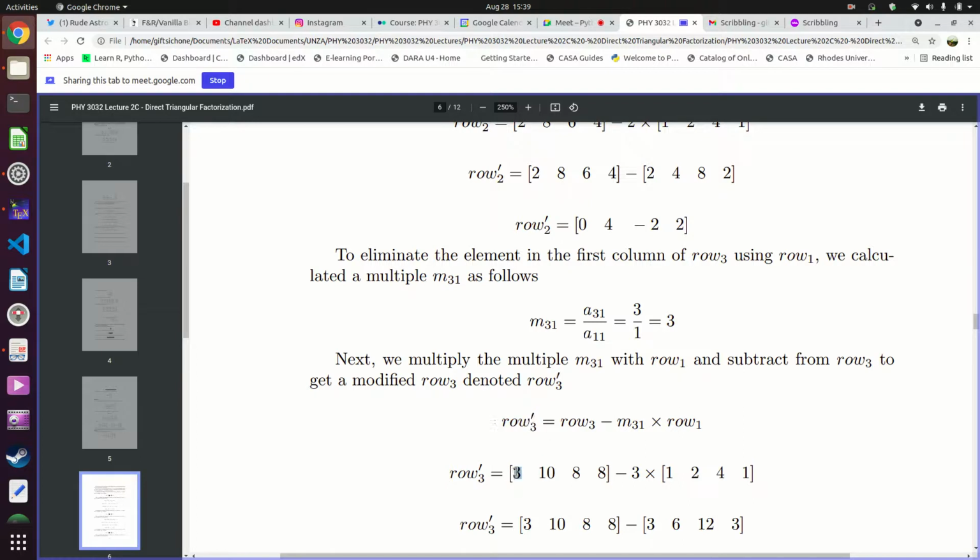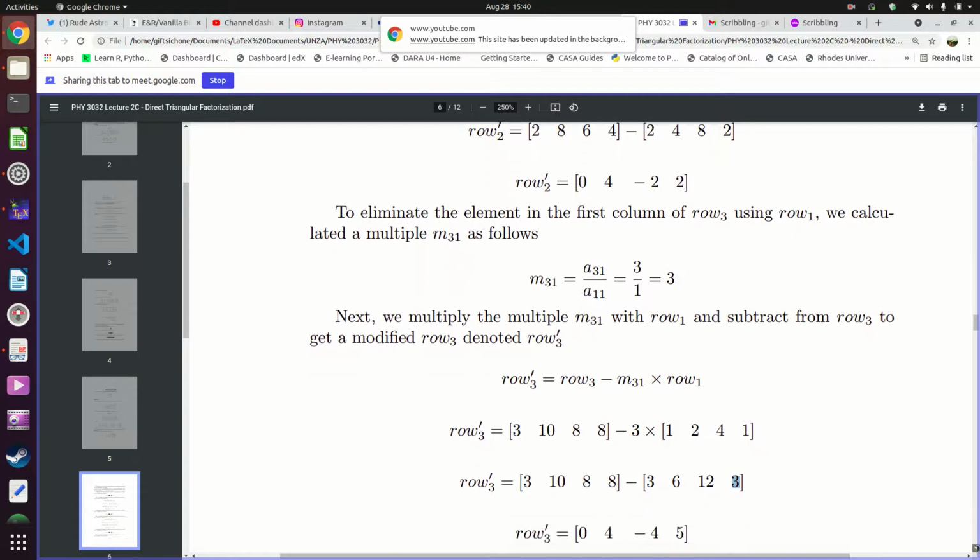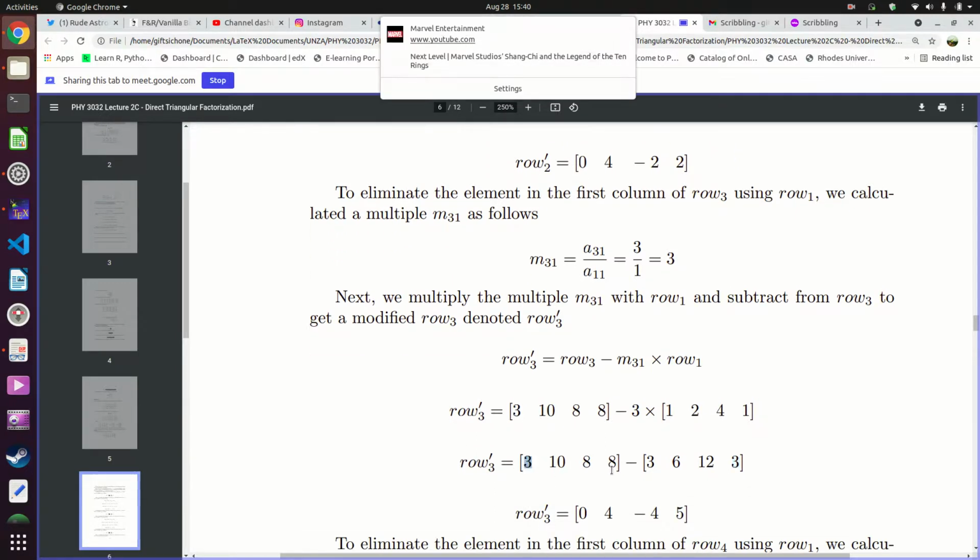So the third row is going to be 3, 10, 8, 8 minus 3 times 1, 2, 4, 3. So 3 times 1 is going to give you a 3. 3 times 2 is going to give you a 6. 3 times 4 is going to give you a 12. 3 times 1 is going to give you a 3 here. Then 3 minus 3 is going to give you a 0. 10 minus 6 is going to give you a 4. 8 minus 12 is going to give you a minus 4. Then 8 minus 3 is going to give you a 5. So this is going to be your modified row number 3.